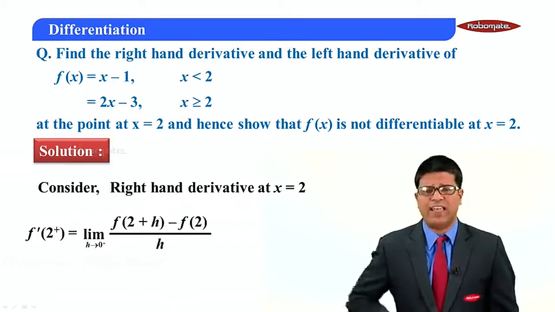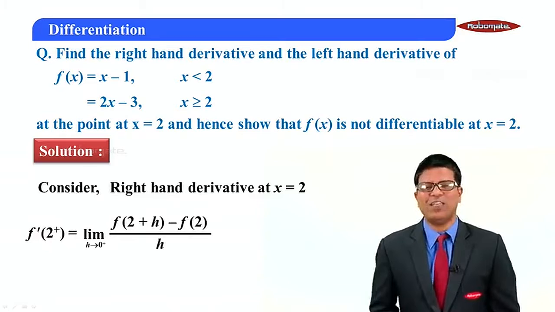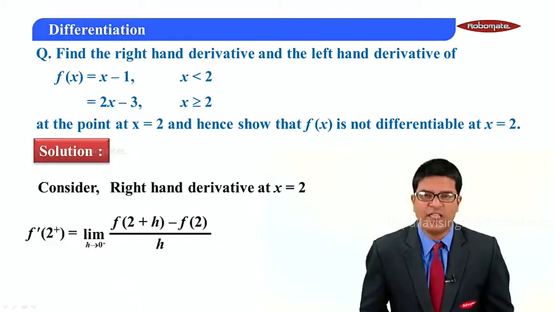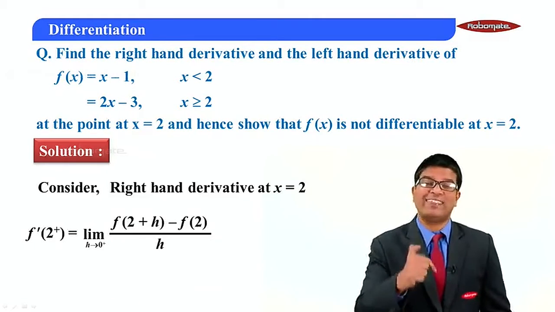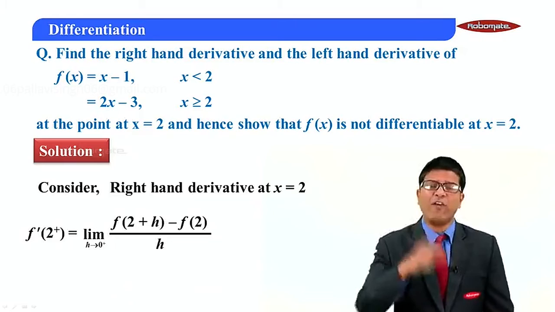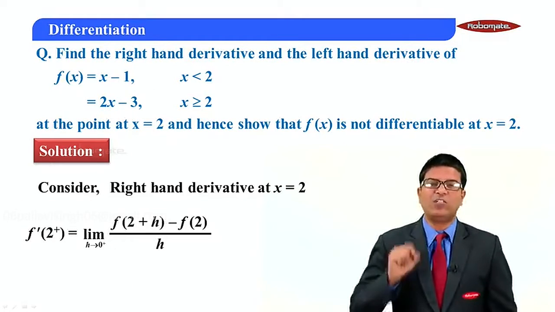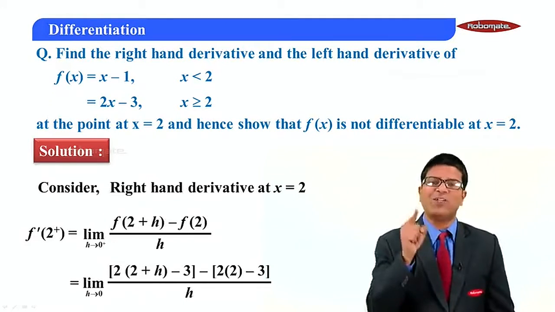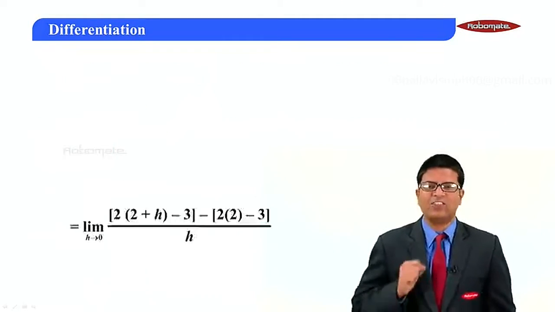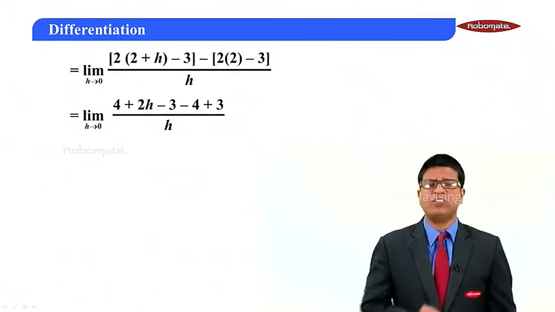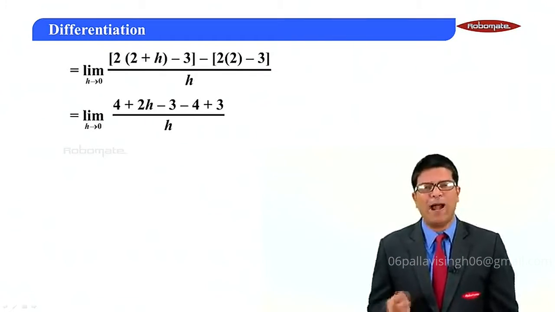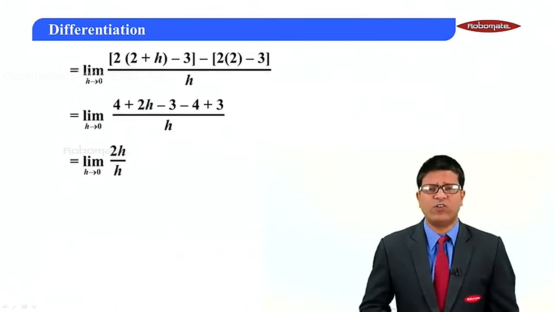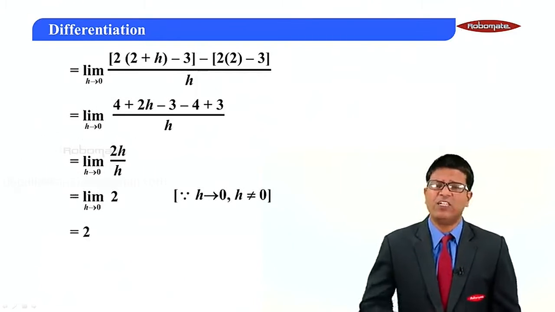f'(2+) = limit h tends to 0+ of [f(2+h) - f(2)] / h. f(2+h) means x is greater than or equal to 2. So f(2+h) will be 2(2+h) - 3, minus f(2), which means 2(2) - 3. So I'll get limit h tends to 0 of (4 + 2h - 3 - 4 + 3) / h. So it will be limit h tends to 0 of 2h/h, that is nothing but 2.